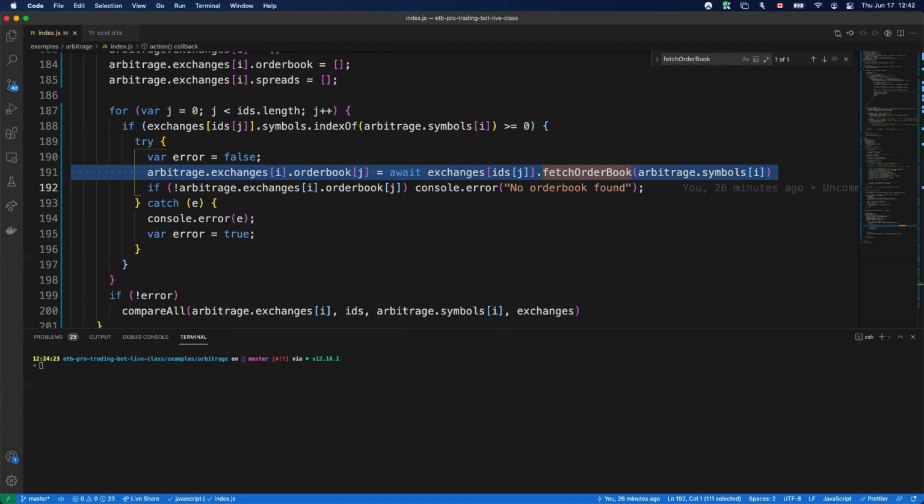CCXT can be made faster if you have access to WebSockets. Generally, WebSockets are available at some premium price. This is an HTTP call, but if you have access to WebSockets, that's going to be comparatively faster.